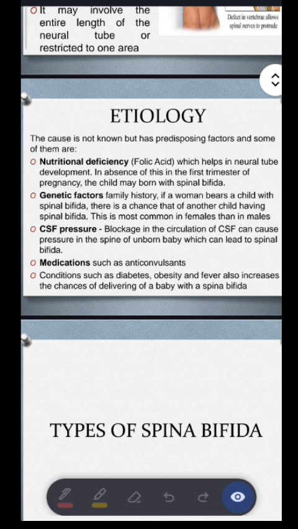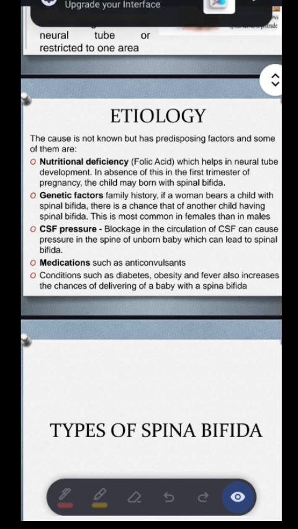Then the third etiology is CSF pressure. A blockage in the circulation of CSF can cause pressure in the spine of the unborn baby, which can lead to spina bifida. We can see the ventricles through which CSF circulates, and a blockage here can lead to spina bifida.